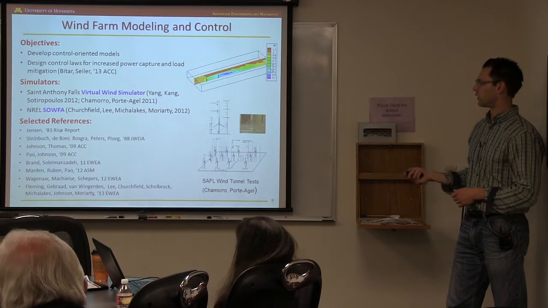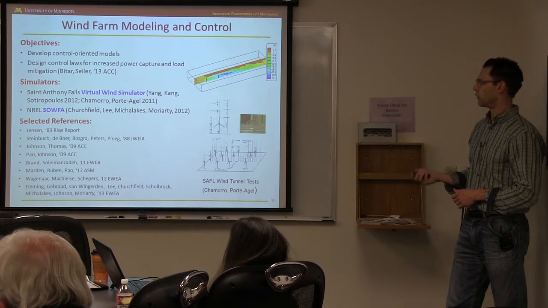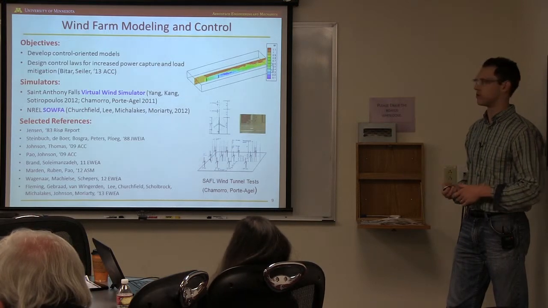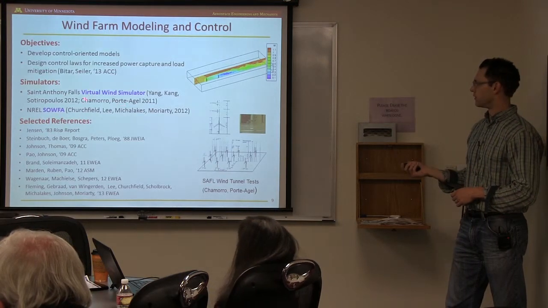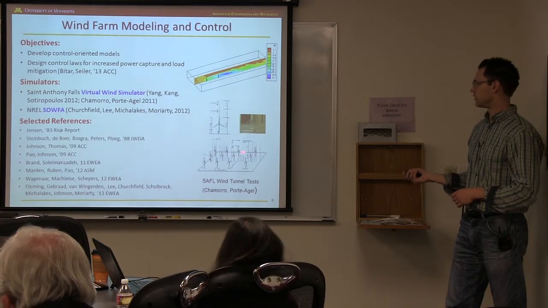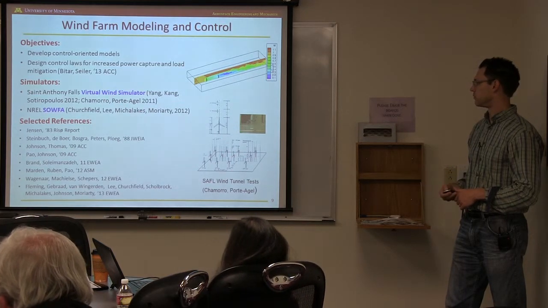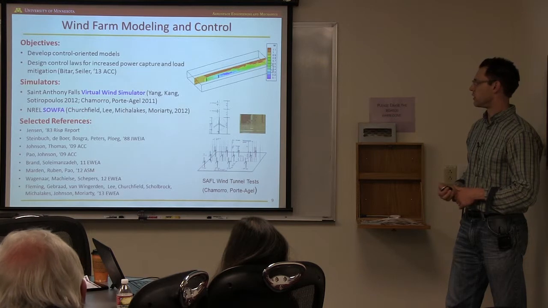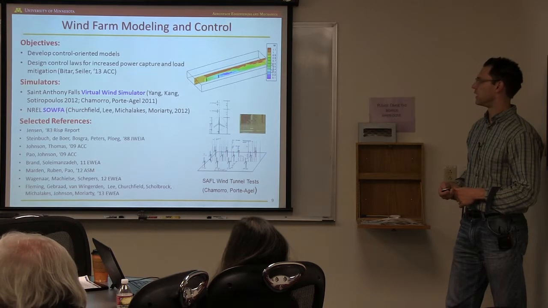And we're also starting to look a little bit at SOFA. These things both require supercomputers to run, so obviously they take some amount of time to run. The St. Anthony Falls code, they've tried to back validate it against some wind tunnel tests, and they also have some wind farm data that they've tried to validate it against.